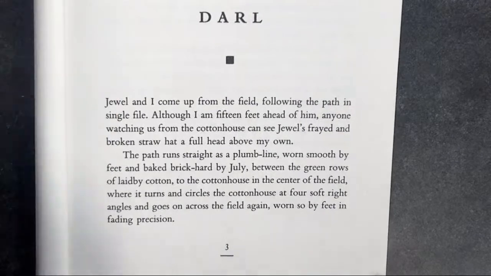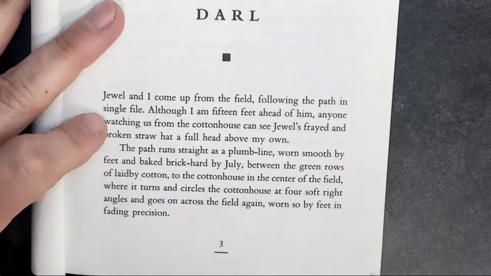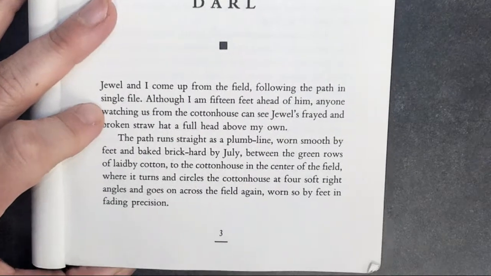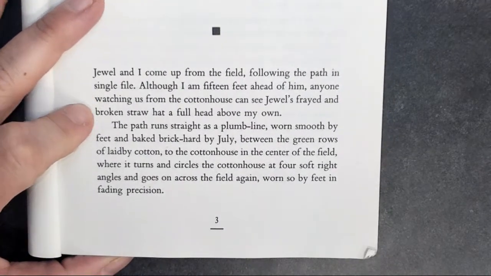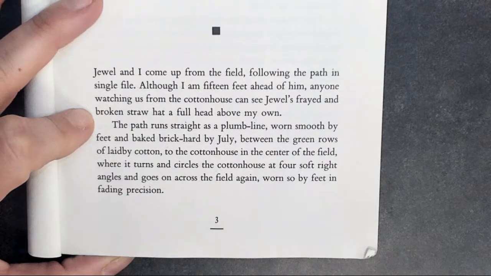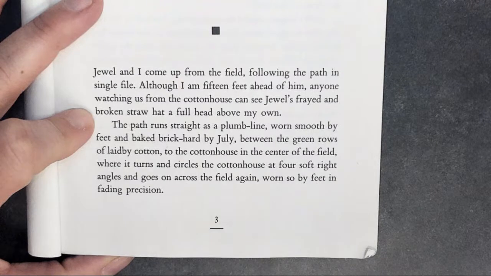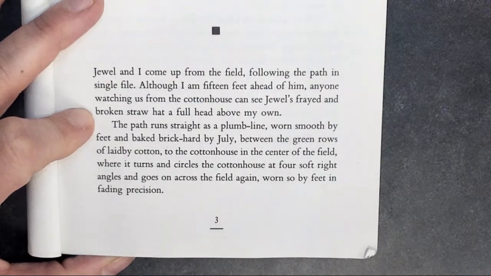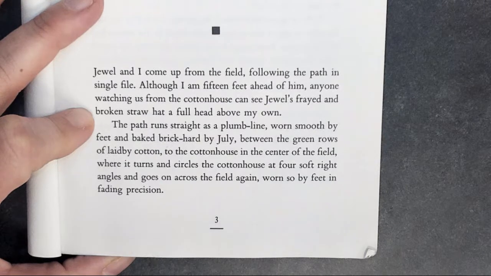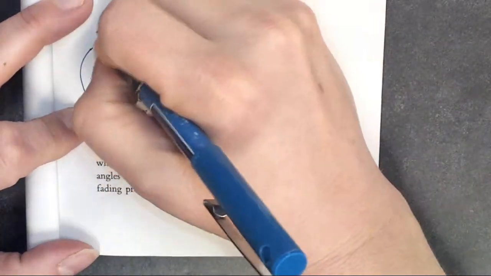All right. "Jewel and I come up from the field, following the path in single file. Although I am 15 feet ahead of him, anyone watching us from the cotton house can see Jewel's frayed and broken straw hat a full head above my own." Okay, so he's telling us something. He's giving us a bit of characterization about Jewel. Tell us, what is he doing? He's taller. Okay, so he is saying Jewel is taller.